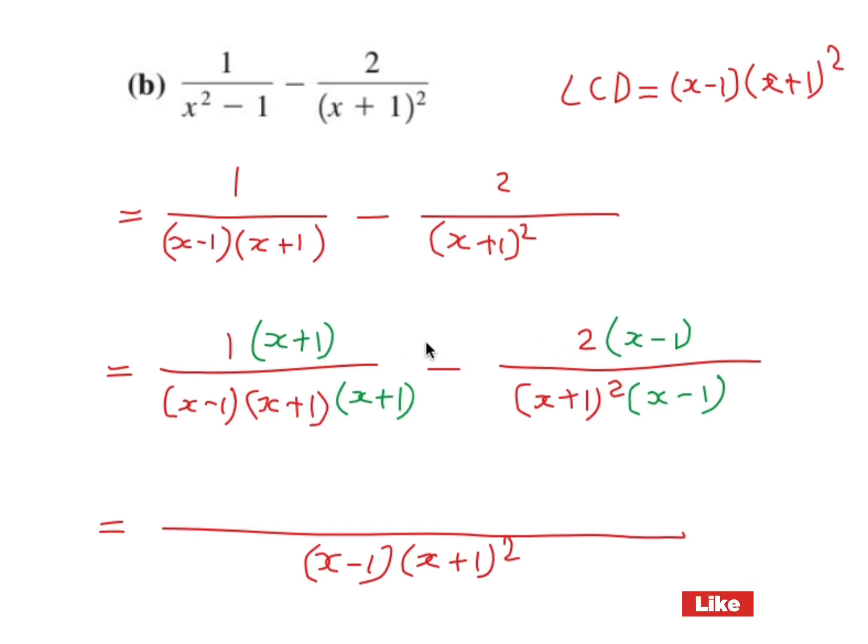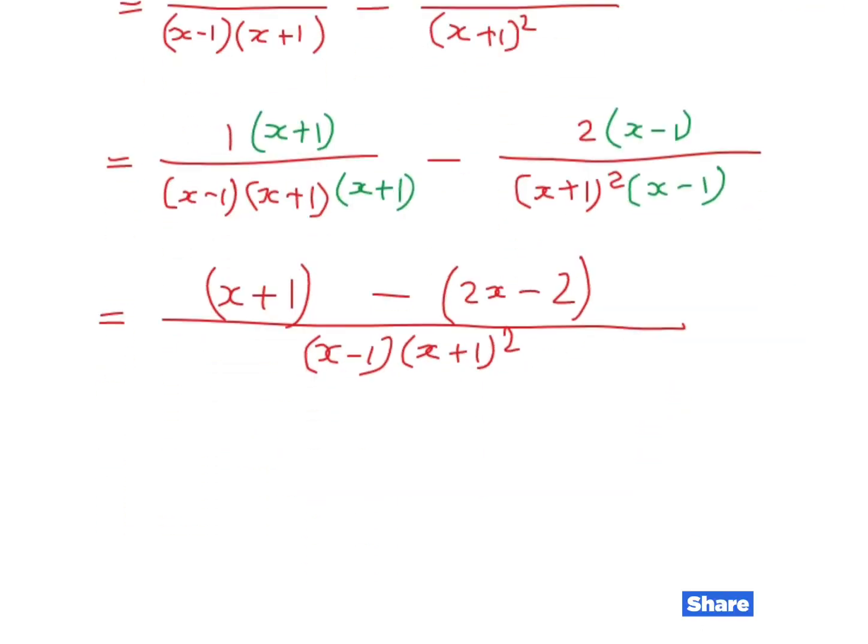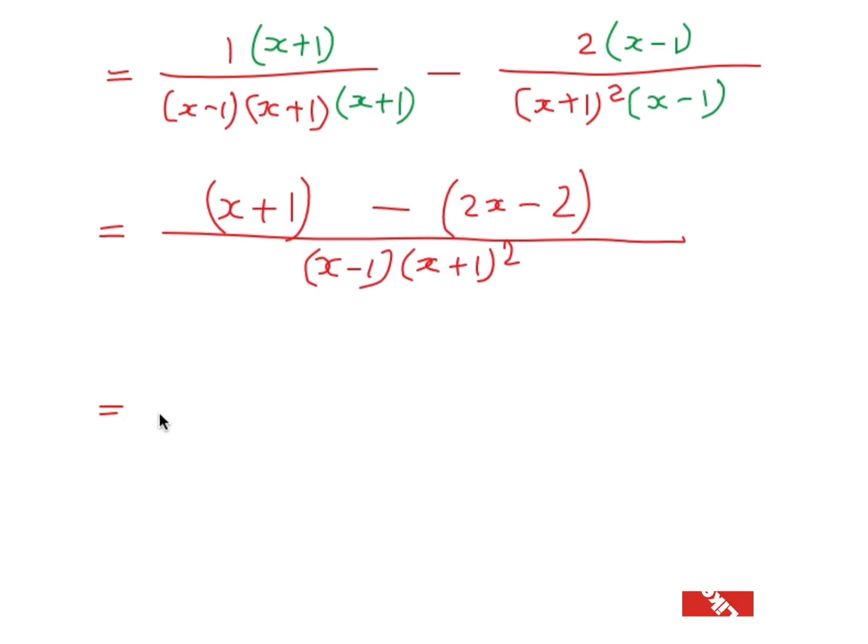But before subtracting the numerators, we can apply the distributive property. So 1 times this, no change, x plus 1, now minus. Okay, so here use the distributive property: 2x, 2x minus 2 times 1, 2. Okay. Now x minus 1, x plus 1 whole square.